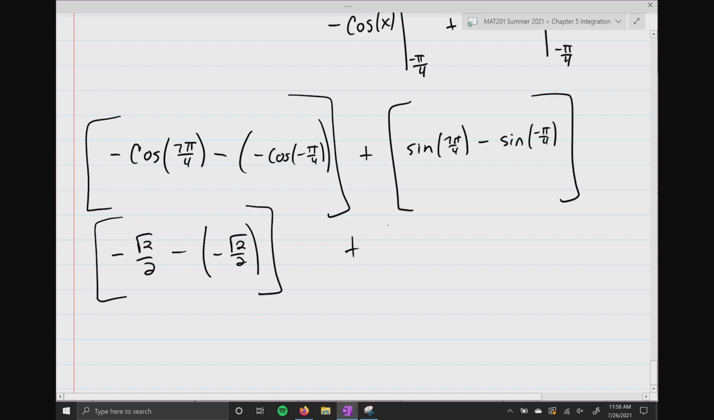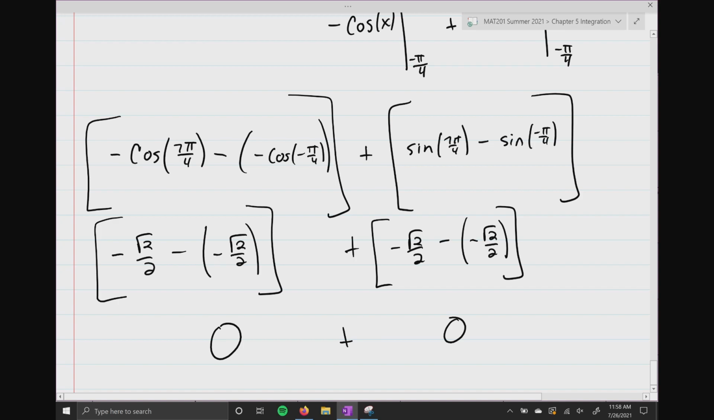Plus. Now the sine of 7 pi over 4 is negative square root of 2 over 2 minus the sine of negative pi over 4, which is going to be negative square root of 2 over 2. And then as you can see here, I get 0 plus 0, which equals 0, which is exactly what we thought it should be given the rough sketch of the graph that we've created. Now remember, this is the definite integral, so this is the net area. If you wanted to find total area, you would have to break them apart.